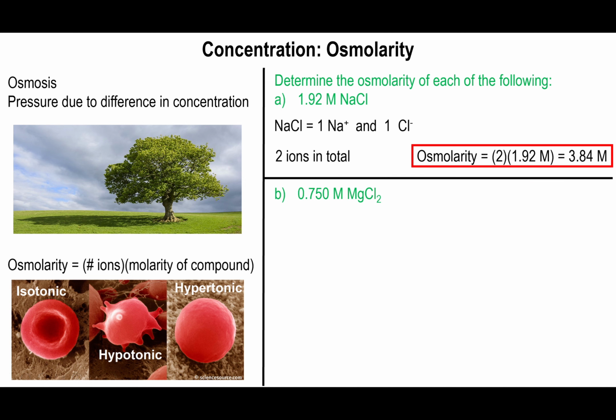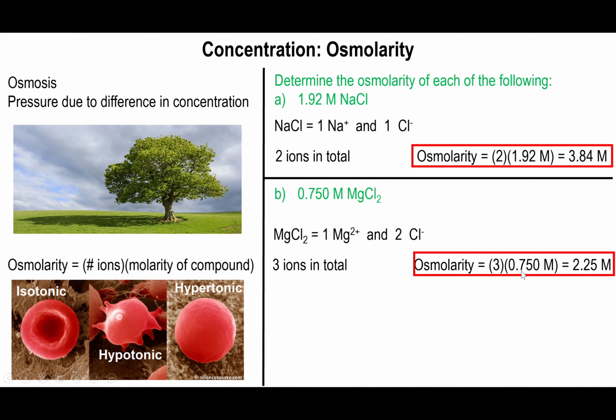Now, just as another example, you could actually have magnesium chloride, which has the following formula. If we have a 0.75 molar concentration of magnesium chloride, sure, that's the concentration of the compound, but the osmolarity is going to be different because in 1 molecule of magnesium chloride, we have 1 magnesium ion, 2+, and we have 2 chloride ions, as you can see from the subscripts, right? So in total, we actually have 3 ions. So the osmolarity is going to be 3 times as large as the molarity itself, right? So 3 times 0.75 is equal to 2.25 molar. So that's the osmolarity of this solution.